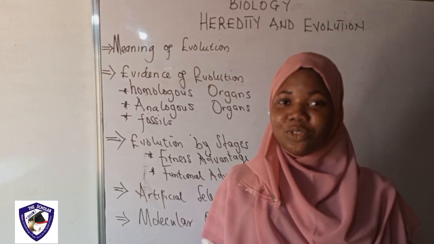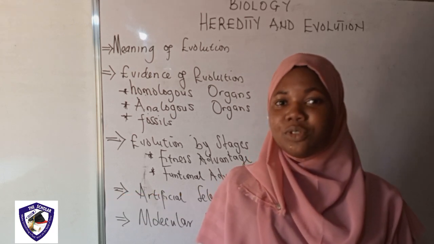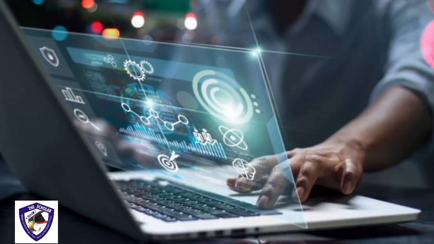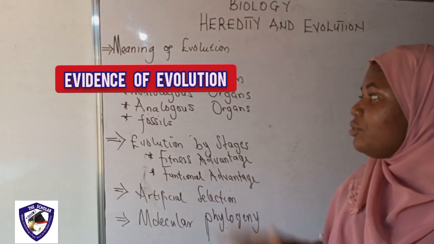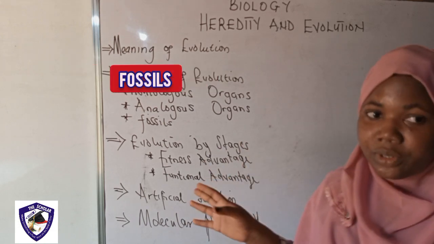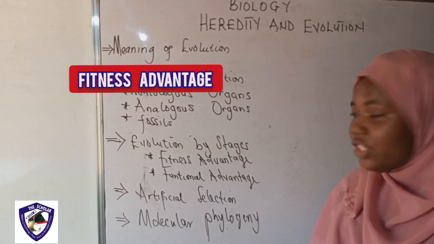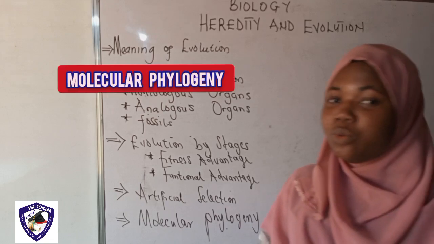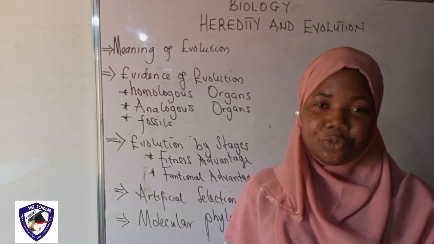You're welcome to another session of the Scholar Online class, and I'm your biology tutor, Miss Fatima. Today we'll be continuing what we started in our last class, where we'll be looking at heredity and evolution, focusing majorly on evolution. We'll look at the meaning of evolution, evidence of evolution, going through homologous organs, analogous organs, and fossils. Also, we'll look at evolution by stages: fitness advantage, functional advantage, artificial selection, and molecular phylogeny. First, we'll be treating the definition of evolution.